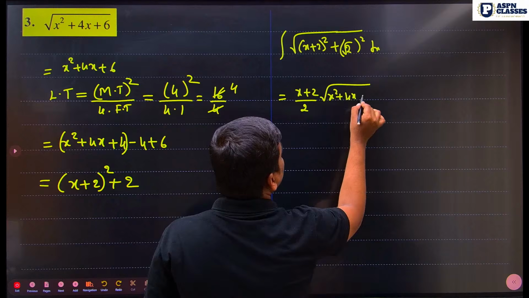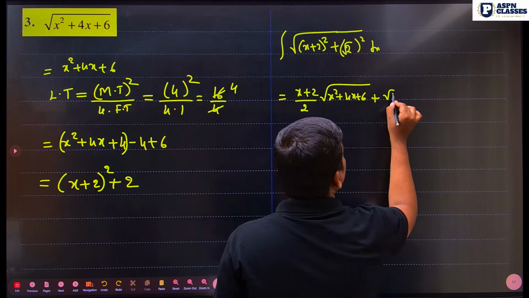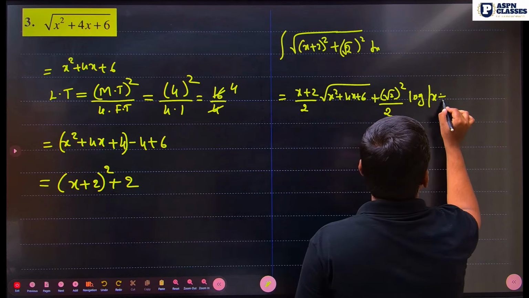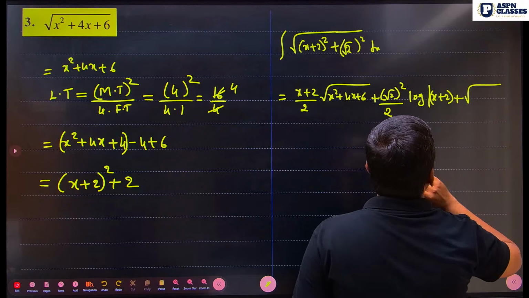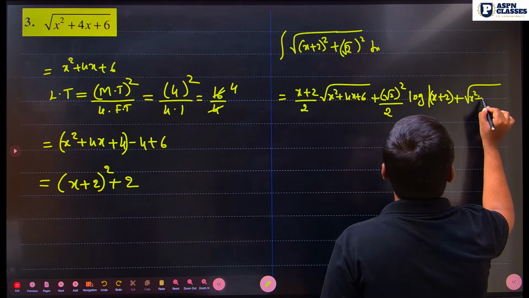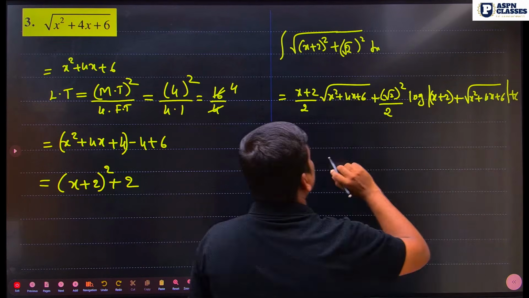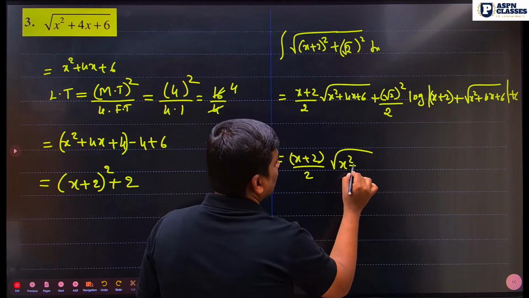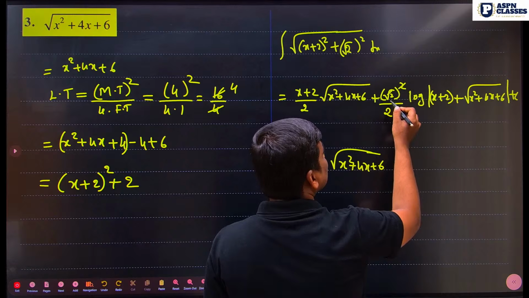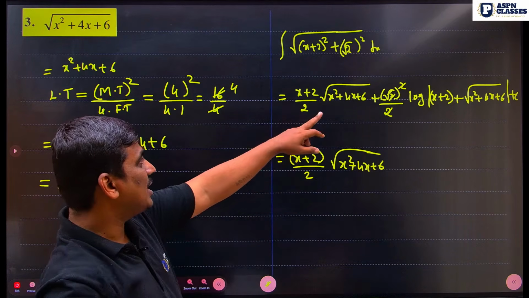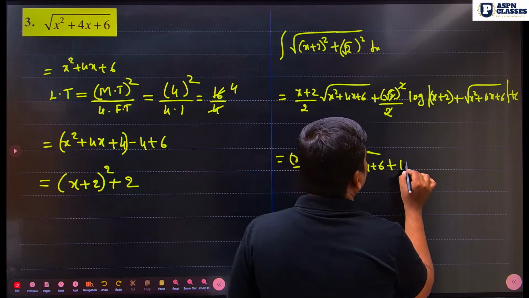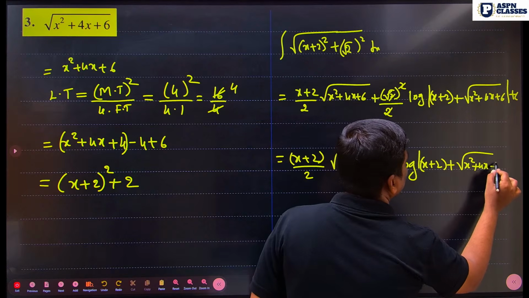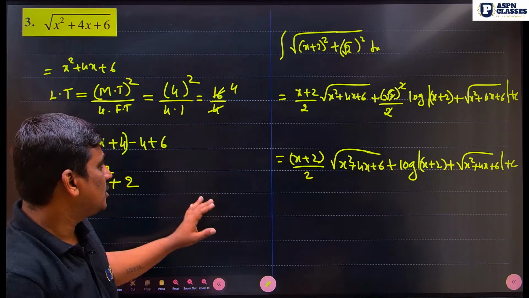Here the question, write it as it is: x square plus 4x plus 6, then plus a square, root 2 whole square, divided by 2, is the formula. Then log of x plus 2, plus square root of the question again, x square plus 4x plus 6, plus c. Rearranging, x plus 2 divided by 2 square root of x square plus 4x plus 6. Square root and square cancel, and the 2 also gets cancelled, friends. Nothing will be remaining, just 1. So write x plus 2 root of x square plus 4x plus 6 plus c. This is the last answer, simple.